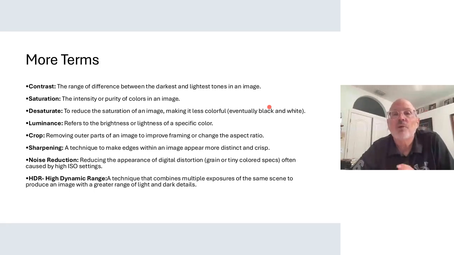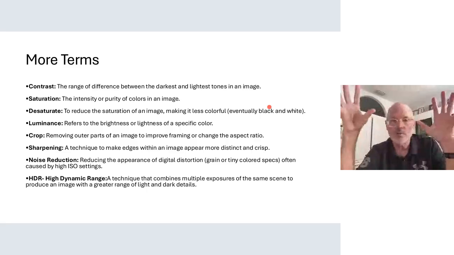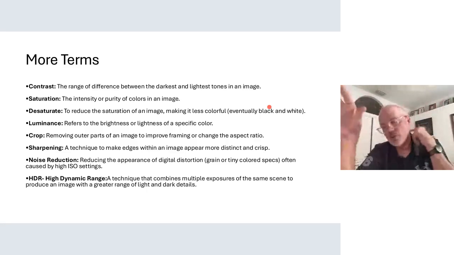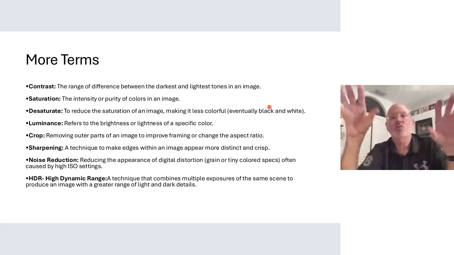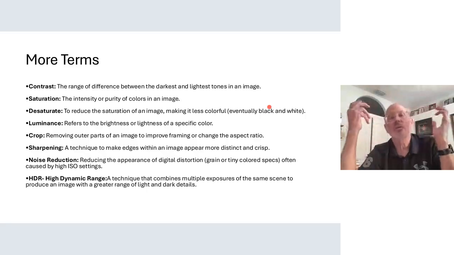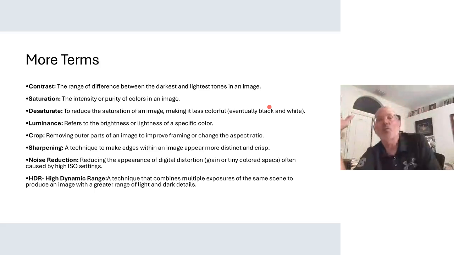The intensity or purity is called saturation. If you have a picture, let's say, of a bunch of flowers, red, yellow, white, green, and they're all beautiful and the striking color, but one of those colors isn't quite as luminous as the others, then you can change that. Desaturate, to reduce the saturation of an image, making it less colorful. And the farther you go on the spectrum, it will become black and white.